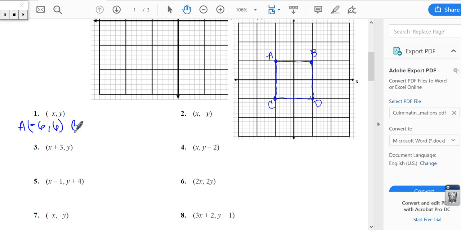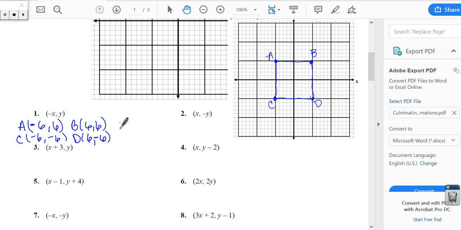Let me go ahead and write my B down also. My B should be 6 and 6. And my C is negative 6, negative 6. And D is going to be 6 and negative 6. All right, so now we're going to get our A prime, B prime, C prime, and D prime. So you can see what's happening. Now, I already know what this is going to do, but I didn't formally teach you this way, so I'm showing you how to figure it out.